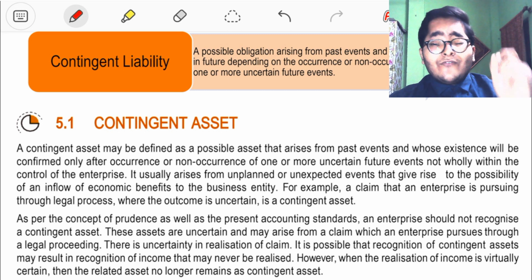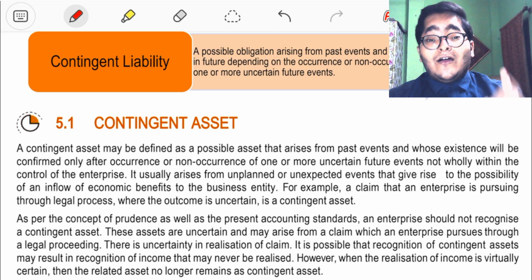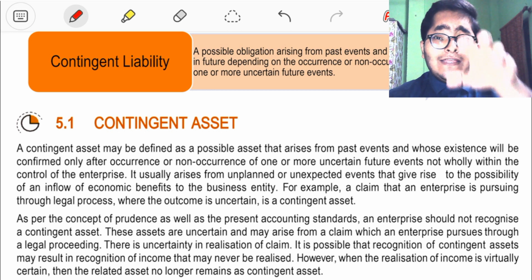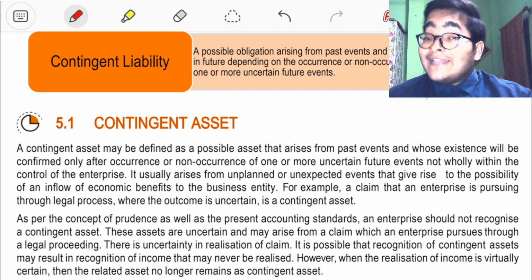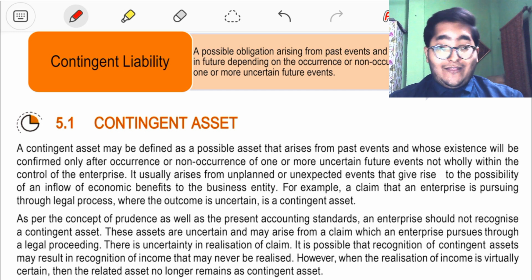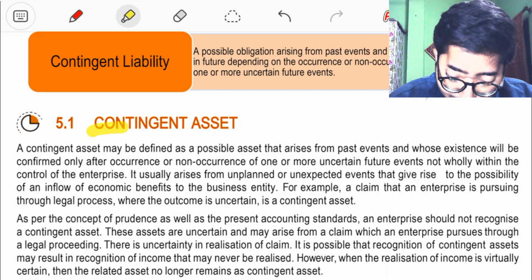Whenever a firm or an enterprise or any person does not have full control or is not entirely able to control an event, that type of event is known as an uncertain event. We all know that and we understand that. That is why our first topic is contingent asset.